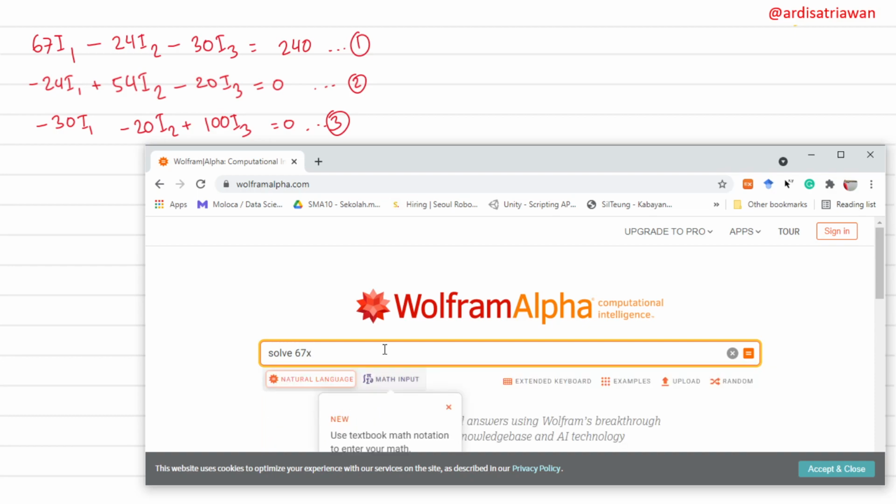X plus... minus 24Y minus 30Z is equal to 204, comma, 20x plus 5y... 20z, that will go to 0, and one more equation, minus 30 x minus 20 y plus 100 z, that will equal 0.